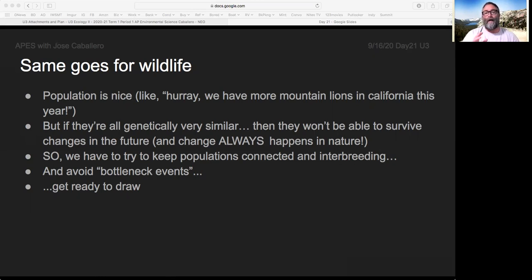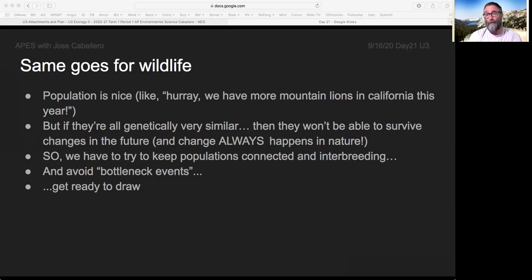So there's a lot of effort in ecology to keep populations connected so that you get a lot of outbreeding, keep these separate groups breeding with each other instead of inbreeding within small groups. That would be very dangerous. What we're trying to avoid is what's called a bottleneck.